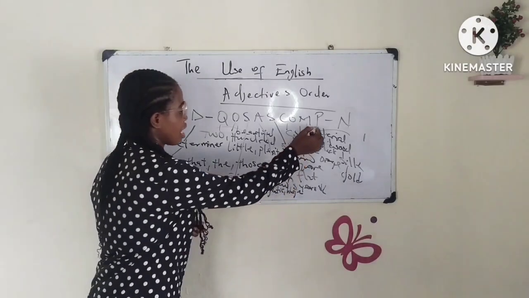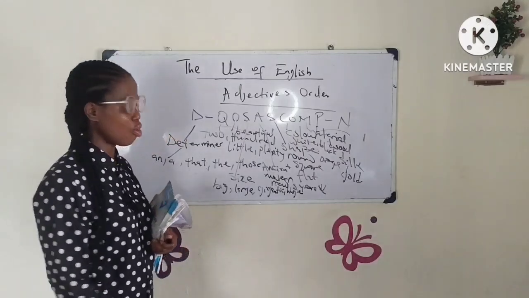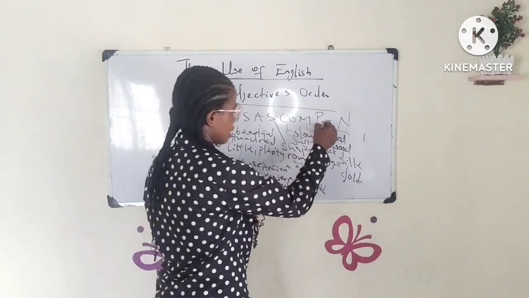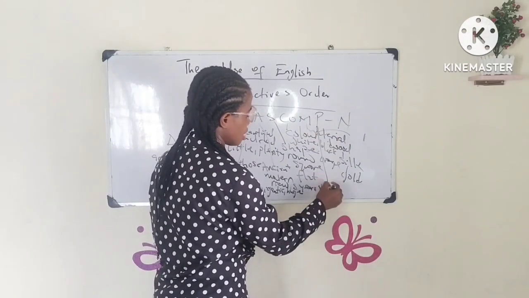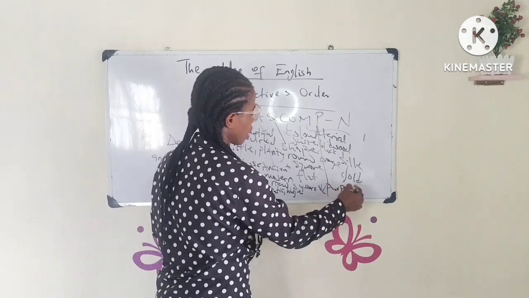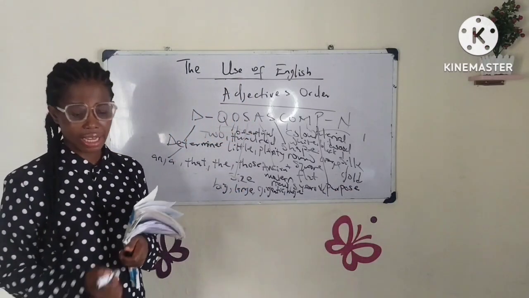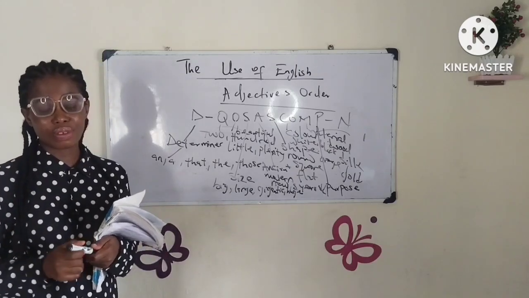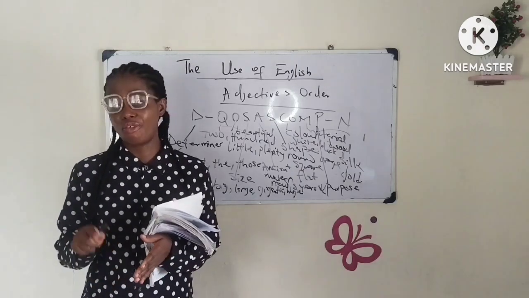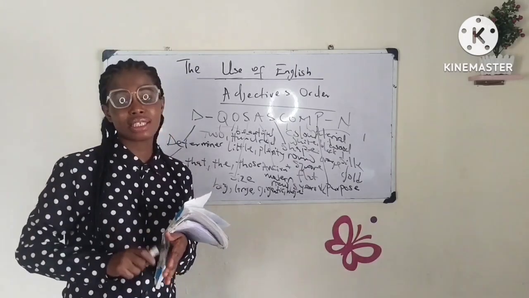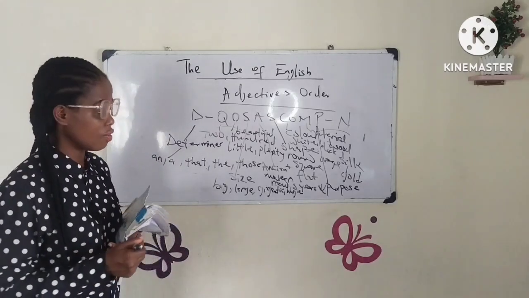You have P. Okay, now this P stands for purpose. Okay, what's the purpose of the noun? What's the use of the noun? The noun that is being described, is it for cooking? Is it for sweeping? Is it for sleeping? What is it used for? Okay, what's the use of the noun?